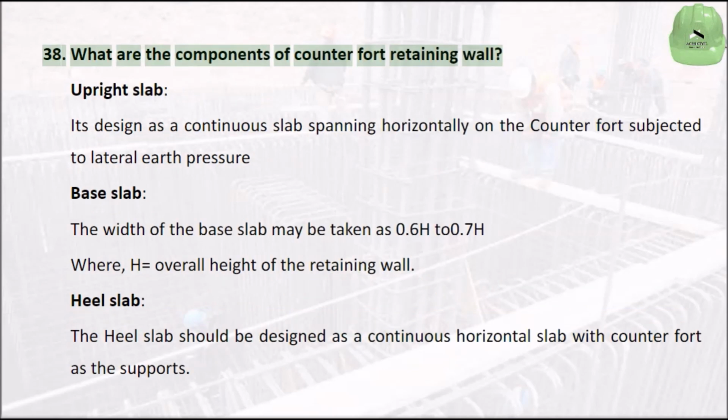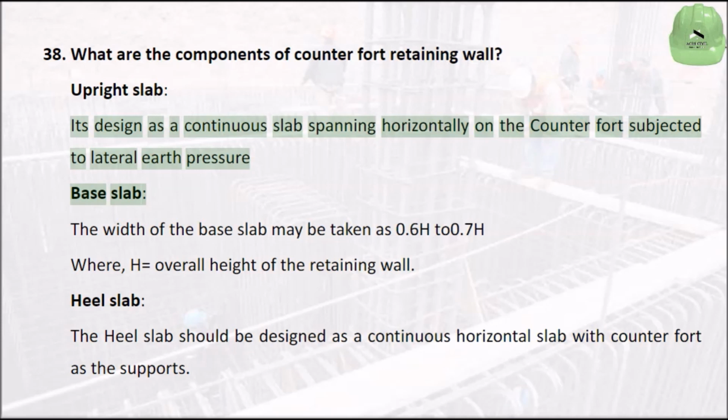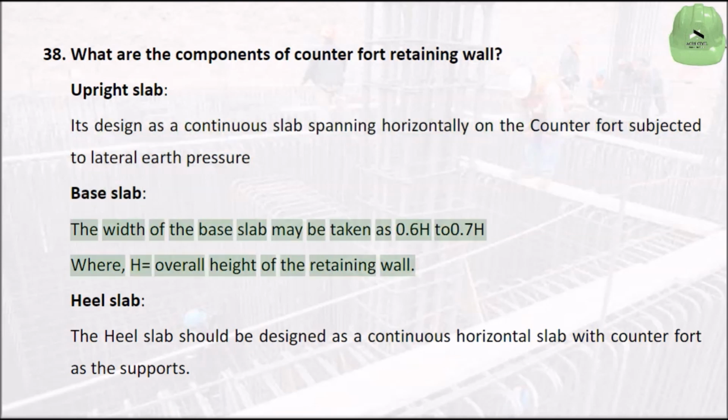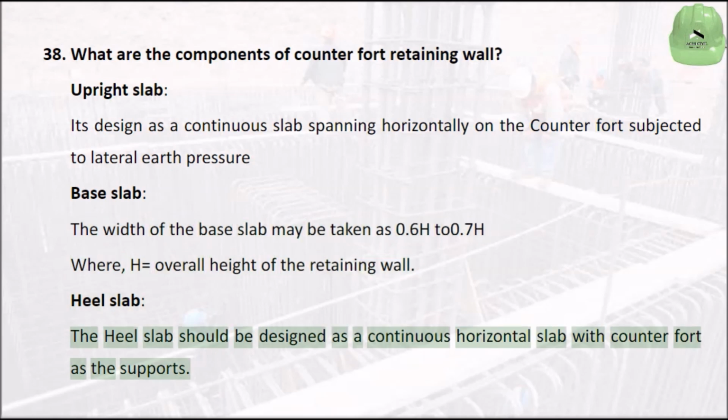What are the components of a counterfort retaining wall? Upright slab: it is designed as a continuous slab spanning horizontally on the counterforts, subjected to lateral earth pressure. Base slab: the width of the base slab may be taken as 0.6 h to 0.7 h, where h equals the overall height of the retaining wall. Heel slab: the heel slab should be designed as a continuous horizontal slab with counterforts as the supports.